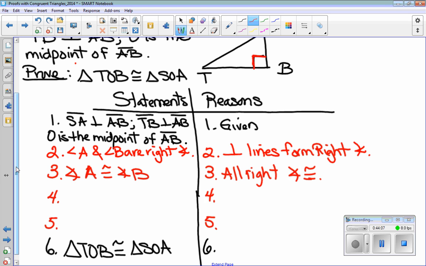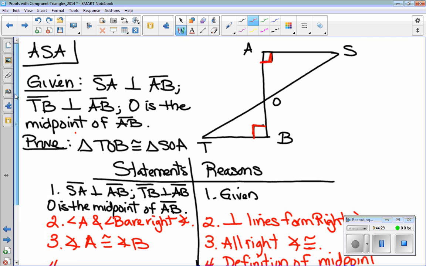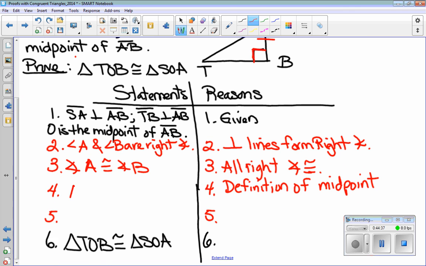All right. Have I used all of my given information? Is there anything else given to us that we could use to put in our proof? Good. So now I'm going to use definition of midpoint somewhere. That's going to be the reason, definition of midpoint, because I'm told something is a midpoint. So if something is a midpoint, what's congruent to each other? Side AO and side OB. Good. So side AO is congruent to side OB, because the definition of midpoint says that. I agree.